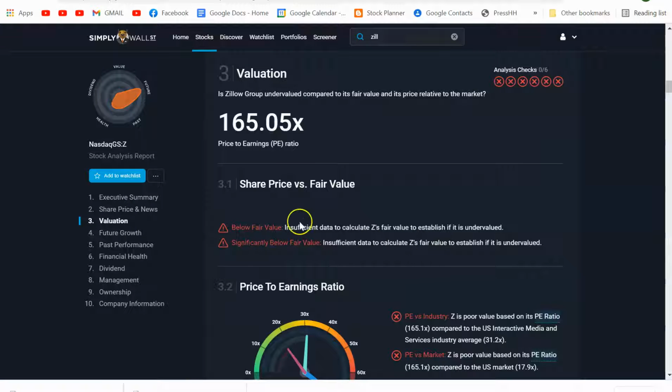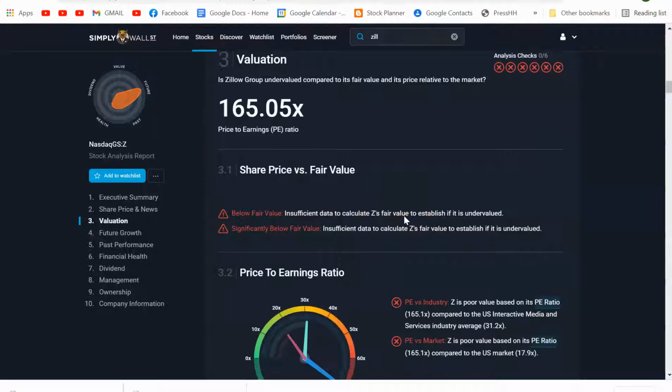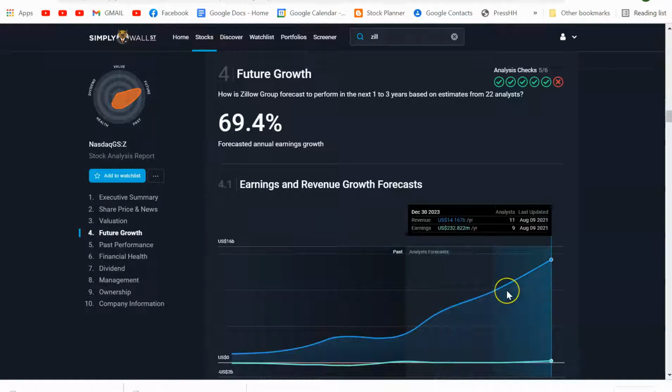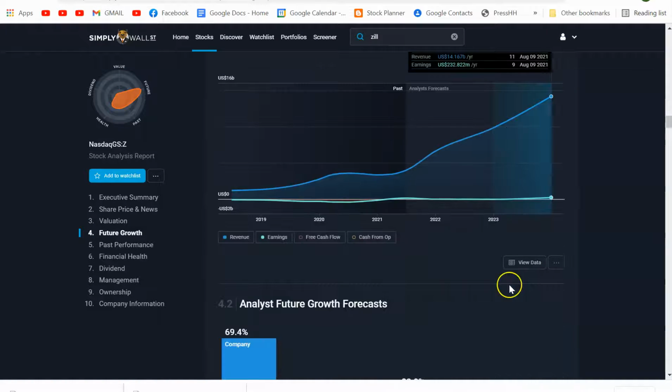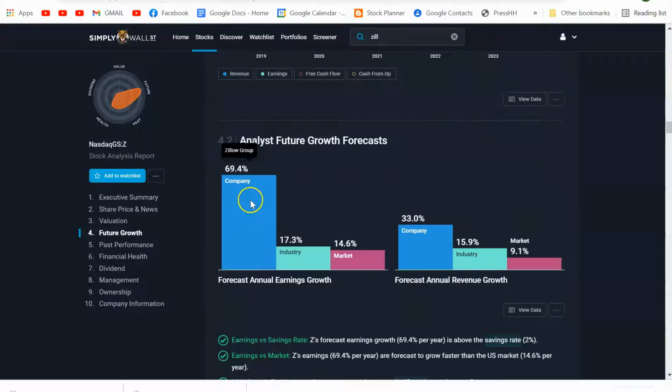Not enough information to calculate the fair value. It's a new company. But this is the growth line for revenues and earnings. Earnings pretty flat. Yeah, this is the bright future, according to the analyst. You believe who you want to believe.